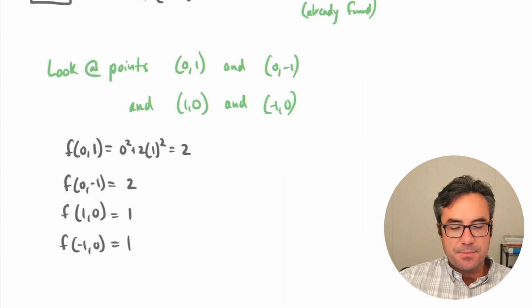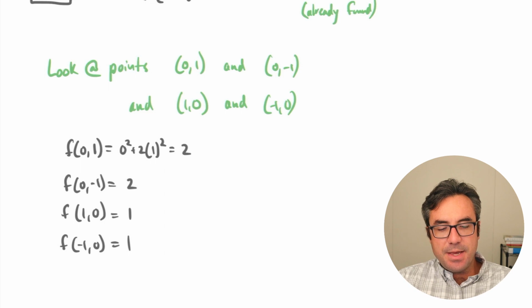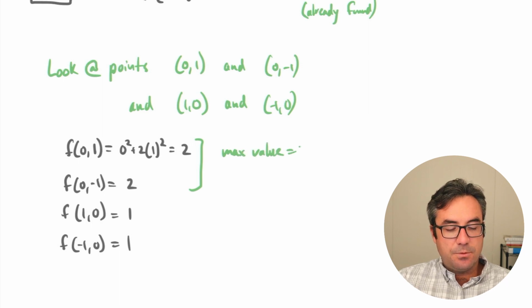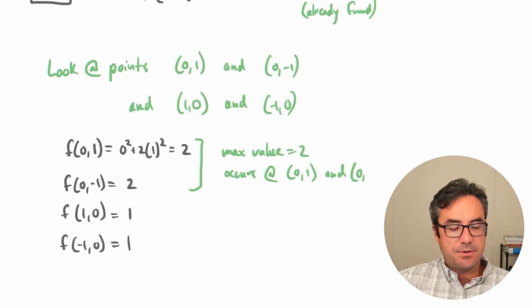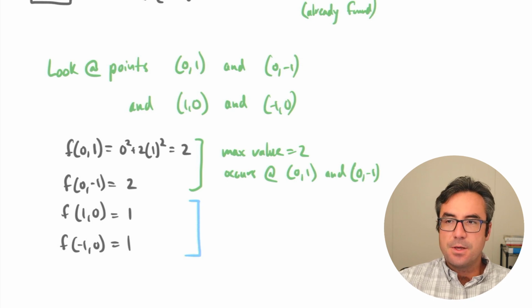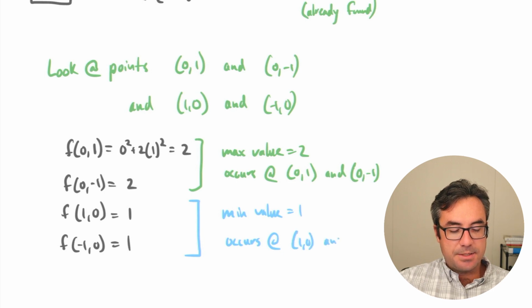And so what we're seeing is the maximum occurs at 2 points, and the min occurs at 2 points. So the max value is equal to 2, and it occurs at the point 0, 1 and the point 0, negative 1. And then our min value, we see the lowest value here is 1. And this occurs at 1, 0 and negative 1, 0.